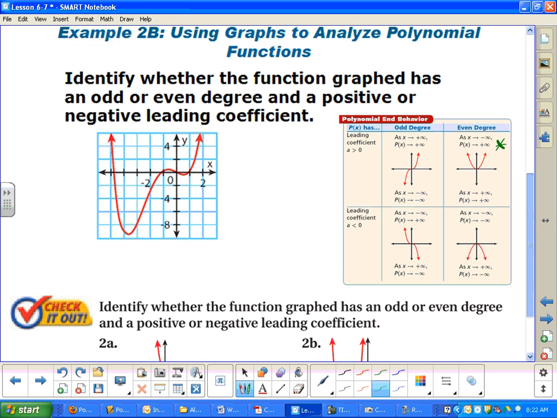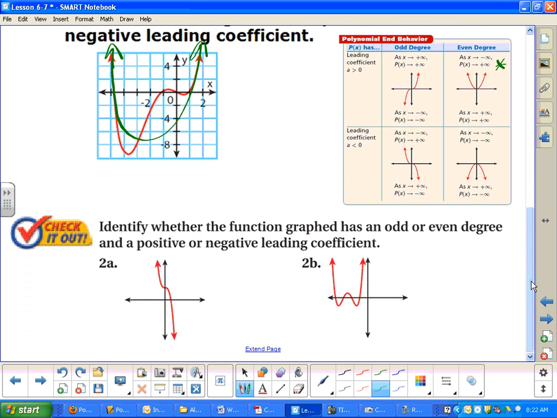Okay. So it would be an even degree with a positive leading coefficient because they both go up. So on the ends, if all I cared about was, it looks like this. What's that doing? That's smiling, so that's okay. Even and positive. Good. All right. So do both of those two then.